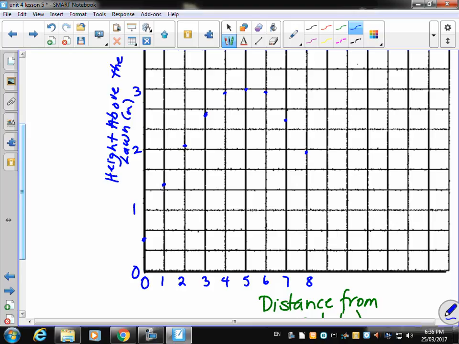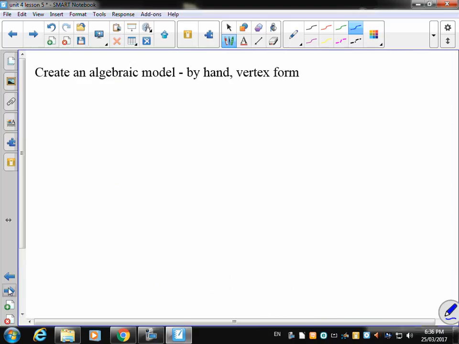And then we're going to ask you to come up with 2 equations of parabolas that might fit that data. So the first one asks us to create an algebraic model. Algebraic just means it has letters and numbers in it, by hand in vertex form. So we know what vertex form looks like. y equals a(x subtract h) squared plus k.